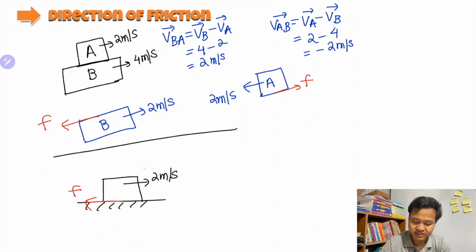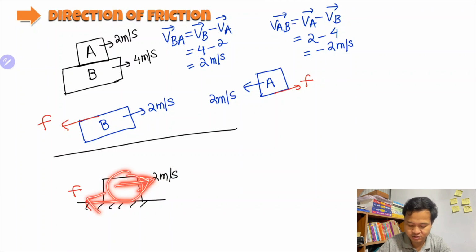So whatever is given with respect to the ground frame, you can simply use that. The block with respect to the ground means the relative motion is along this side, so the friction has to be on the opposite side.